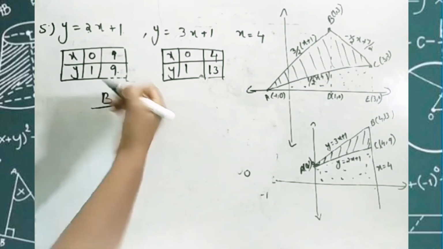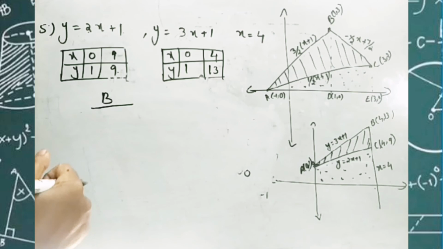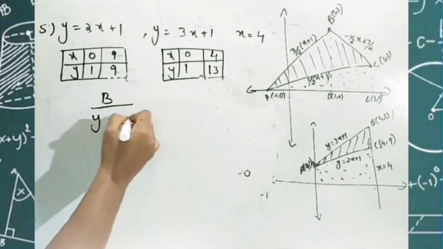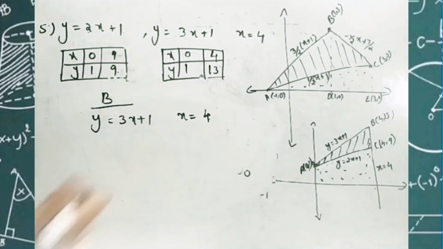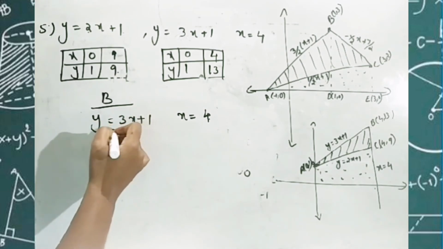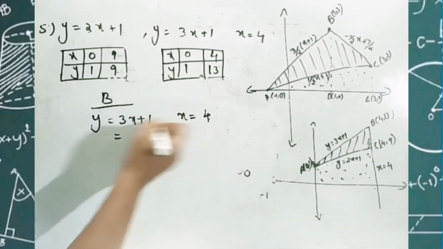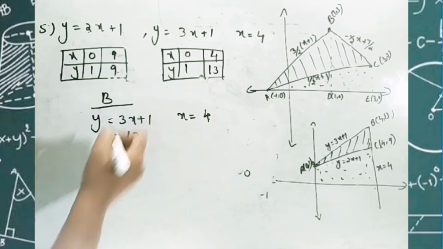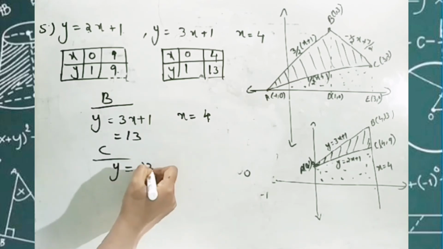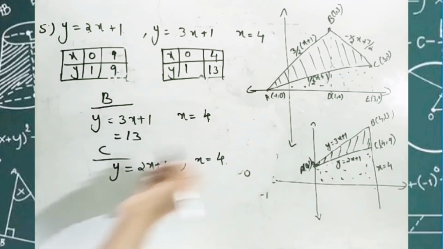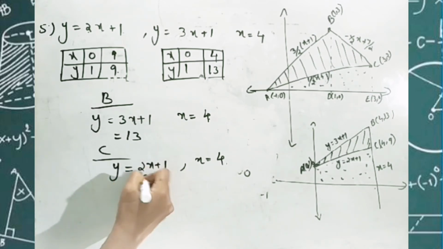So B is the intersection of the line y is equal to 3x plus 1 and x is equal to 4. The x coordinate is already given. Now from y is equal to 3x plus 1, we will get y is equal to 13. And C is the intersection of the line y is equal to 2x plus 1 and x is equal to 4. So just put x is equal to 4 here, you will get y is equal to 9. This is the way to find the intersection points if you are not taking the values of x as 0 and 4 to draw the lines.